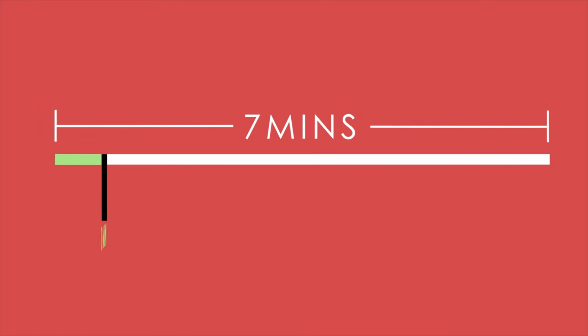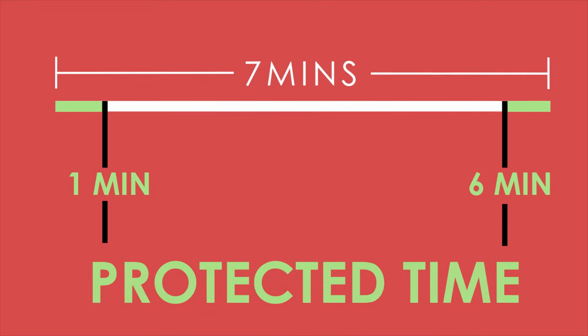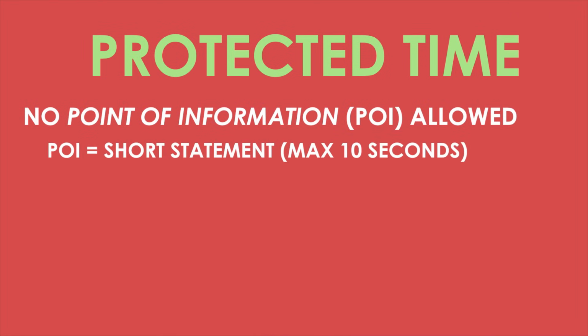In every speech, the first and last minute is referred to as protected time. During this time, points of information, or POIs for short, are not allowed. POIs are short statements or questions that anyone on the opposite side of the debater speaking at the podium can raise to that debater. There are generally 3 things you should keep in mind when giving a POI.